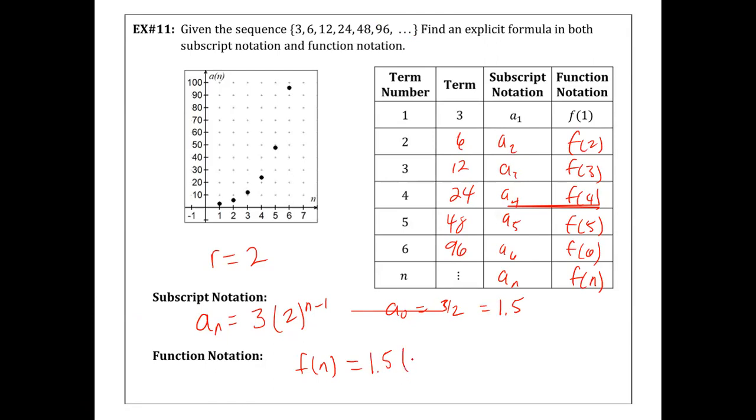So f of n equals our 0 value, and then we are 2 to the n. So subscript, function notation. Good? Not good? Doable? All right.